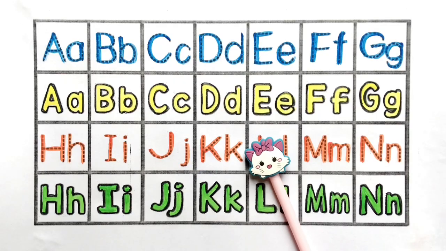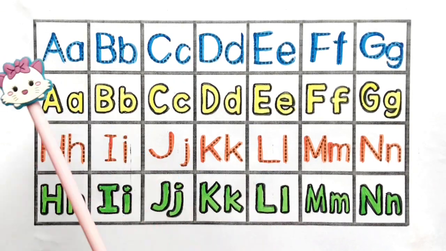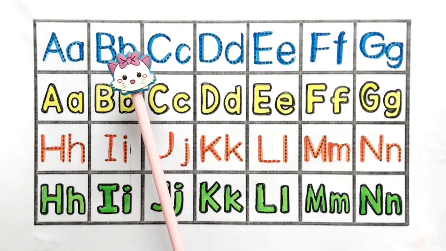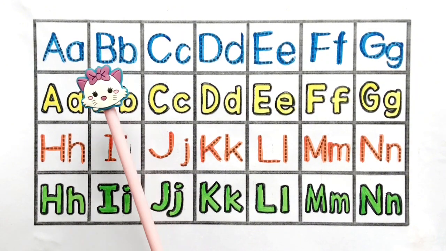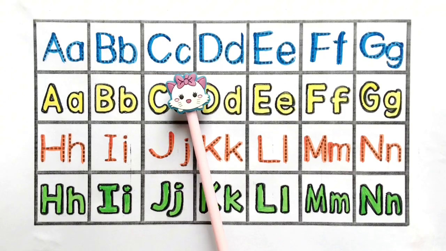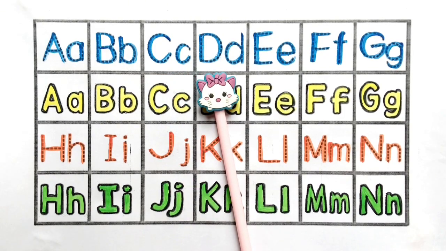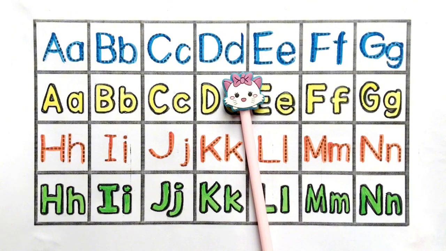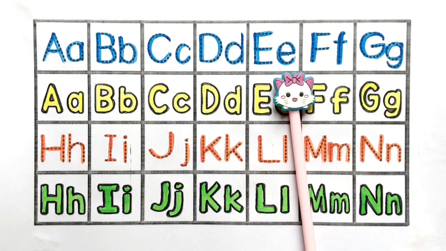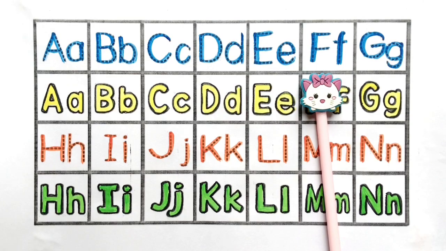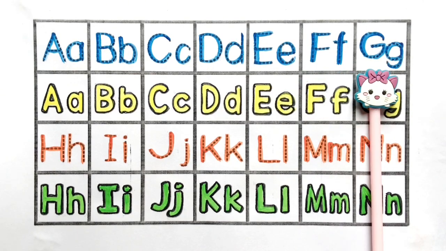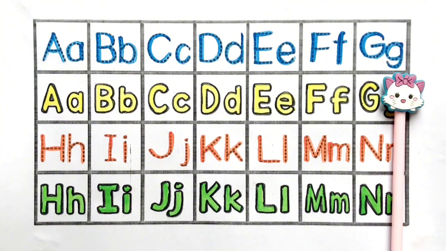Repeat, learn. Uppercase letter and lowercase letter A. Small letter A. B. Small letter B. C. Small letter C. D. Small letter D. E. Small letter E. F. Small letter F. G. Small letter G.